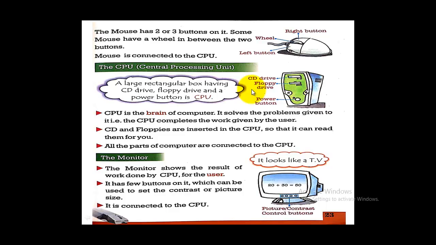Okay. Now CPU is the brain of the computer. It solves the problems given to it. That is, the CPU completes the work given by the user. Now CPU is known as the brain of the computer as it solves every problems given to the computer. Okay, the CPU will complete the work given by the user, that is given by us. If we give a command using the mouse, okay, to play a song, it will play the song.